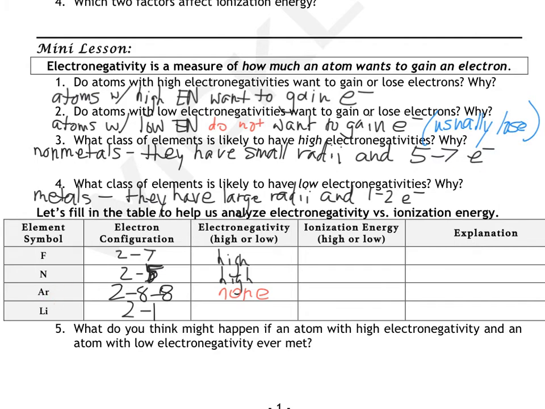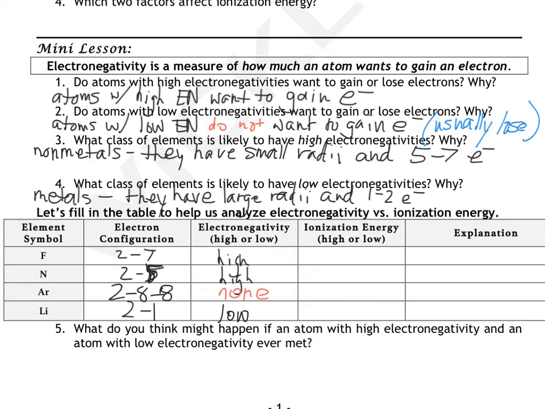All right, so let's talk about a metal again. For lithium 2,1, it only has 1 electron in its valence shell, so that means that it's going to be much easier to lose an electron than it is to gain. In other words, it has a very low desire to gain more electrons, so I'm going to go with very low on that. In terms of ionization energy, this is from yesterday.